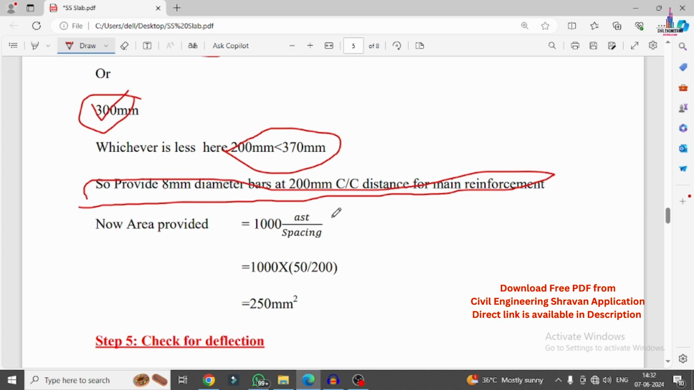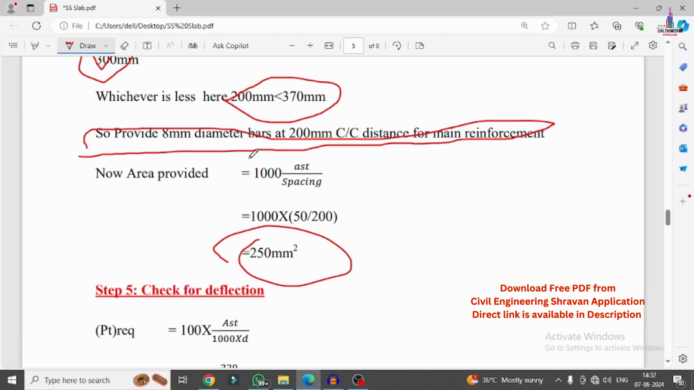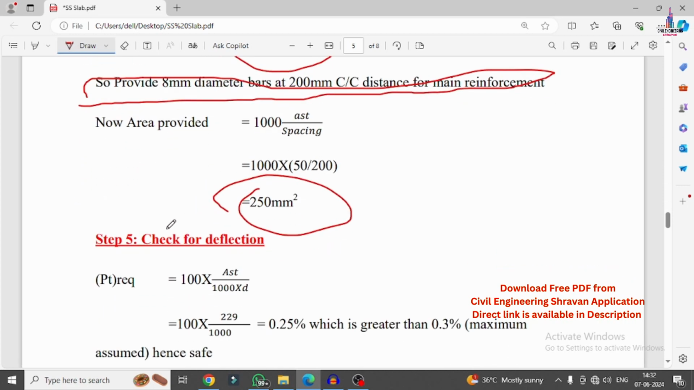After this we have to calculate the area of steel provided, which equals 1000 into small ast divided by spacing. So 1000 into 50 divided by 200, which comes to 250 mm square. So this is the reinforcement calculation for the main steel bar.